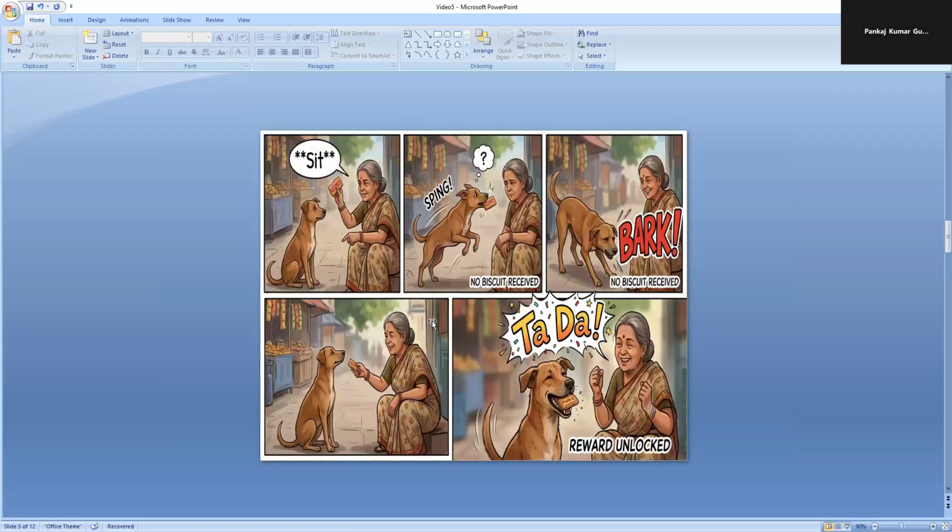Now we have option B, which is called machine learning style. In this method, you don't give rules, you give a clear goal. Get the biscuit, and you let the dog try things on its own. Wrong move, no biscuit. Right move, if it sit down, reward, PARLE-G. That's exactly what machine learning is.